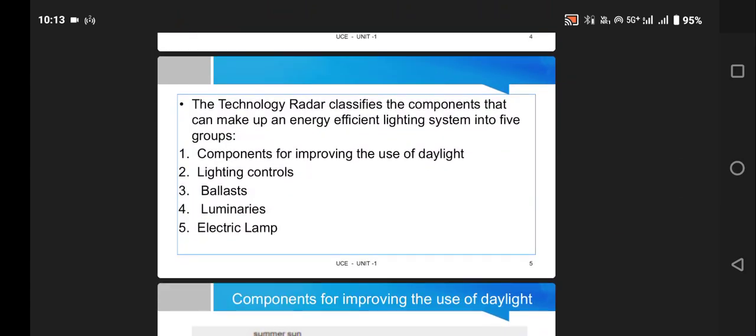The technology radar classifies the components that can make up an energy efficient lighting system into five groups. The first one is components for improving the use of daylight. Second one, lighting controls. Third one, ballast. Fourth one, luminaires. Fifth one, electric lamp.